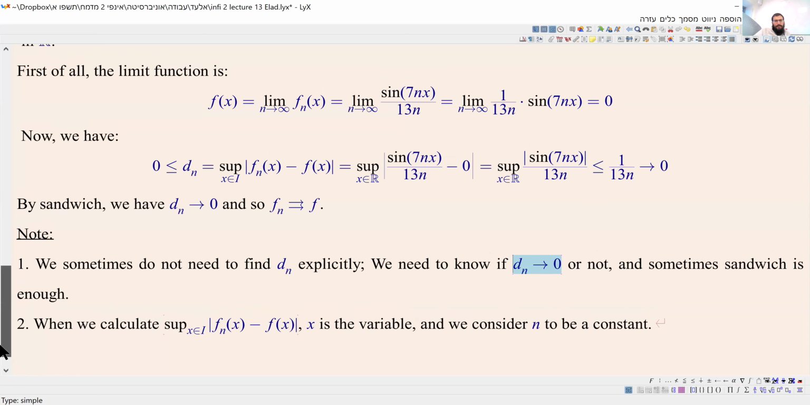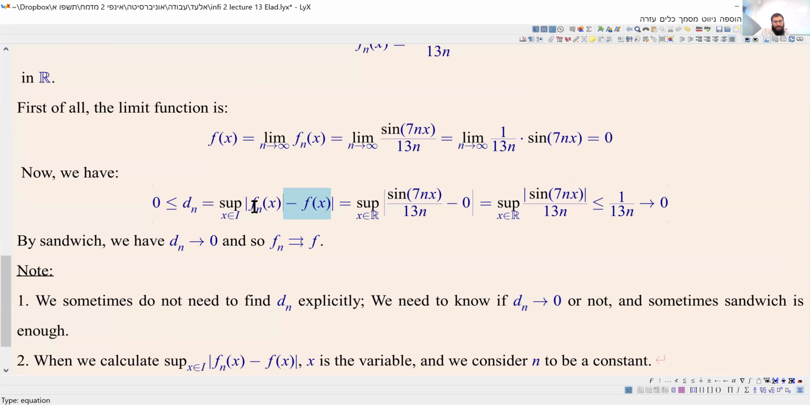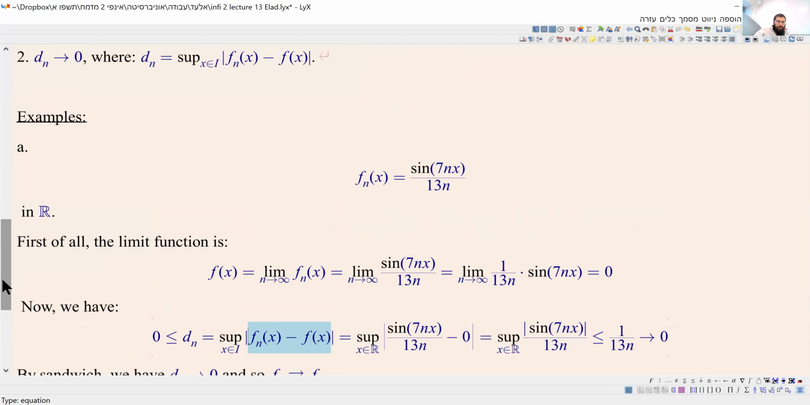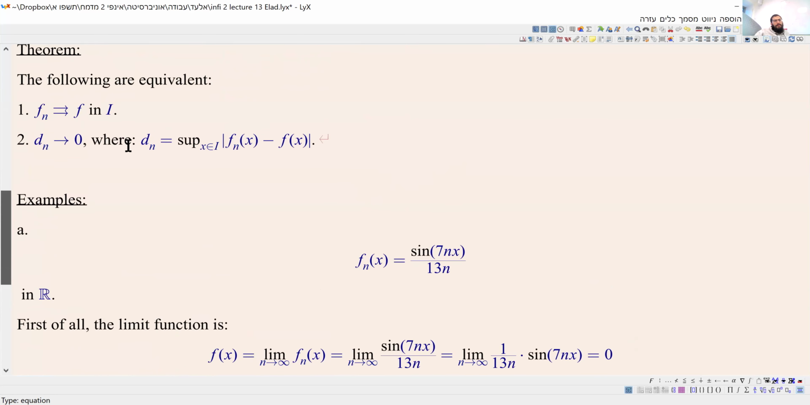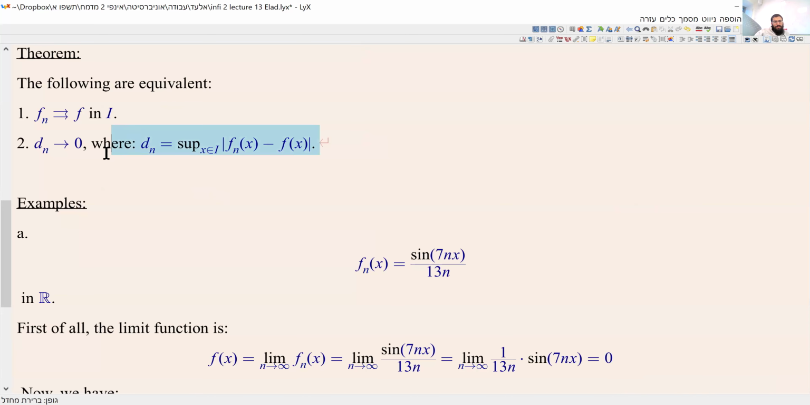dn is the supremum. Intuitively, it's the maximum. Formally, we know that sometimes there is a difference between the supremum and the maximum of the difference between fn(x) and f(x). And by my theorem that I want to prove after we finish with the examples, it is equivalent to the uniform convergence, that dn goes to 0.